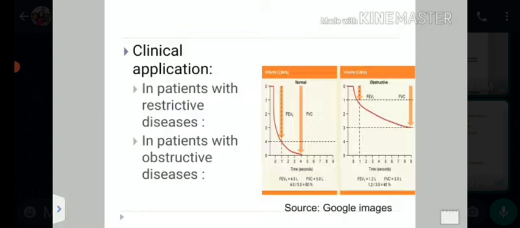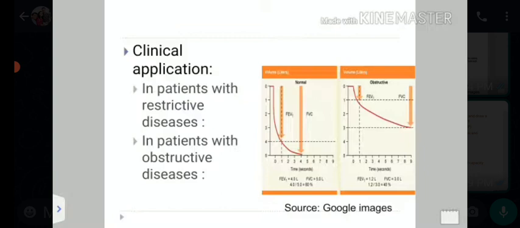Estimation of forced expiratory volume in one second is the most commonly used screening test for airway diseases. FEV1 percentage is equal to FEV1 divided by FVC multiplied by 100, that is 80% normally. It is useful in distinguishing between restrictive and obstructive lung diseases.